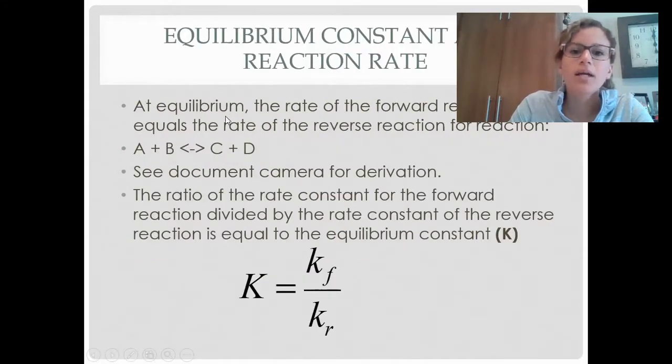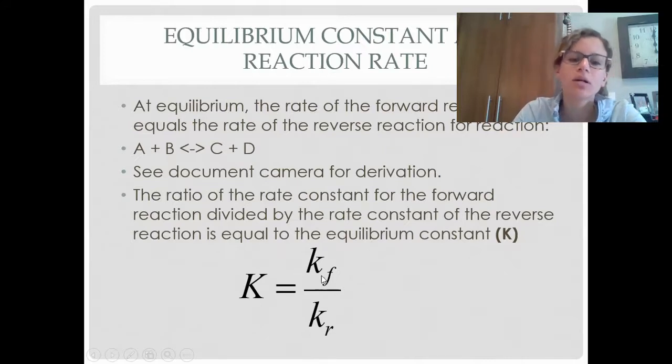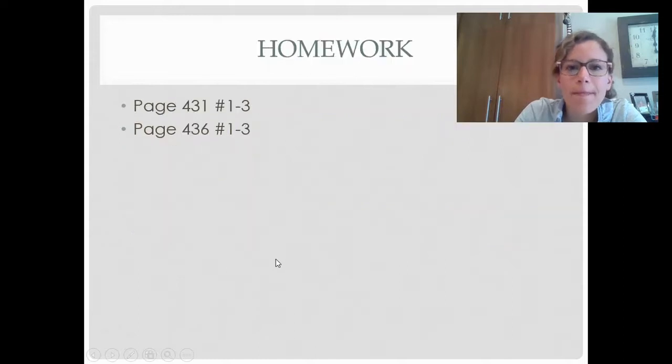Okay, so at equilibrium, the rate of the forward reaction equals the rate of the reverse reaction. So the rate constant for the forward reaction divided by the rate constant for the reverse reaction is equal to the equilibrium constant. I encourage you to look at the textbook for this derivation. It's very interesting because it actually proves this definition that the rate of the forward reaction is equal to the rate of the reverse reaction, because when you divide K forward by K reverse, you get KEQ.